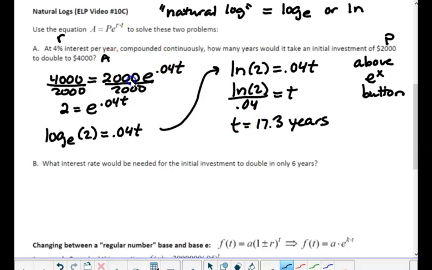Notice it really wouldn't matter how much money I started and ended with, as long as the ending amount is twice the starting amount. So I could have started with $20 and gone to $40, or $2 million and gone to $4 million. Either way, this would have ended up being 2 equals e to the 0.04t, and I would have ended up with 17.3 years to double the money at 4% interest.